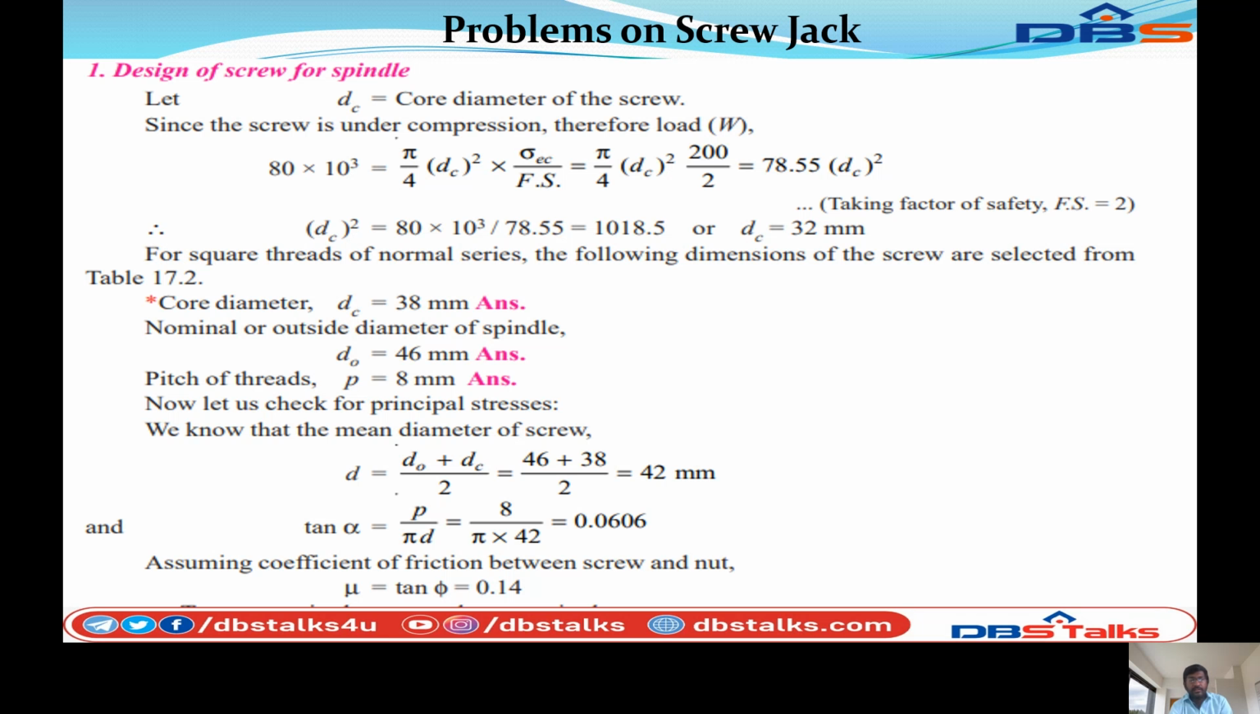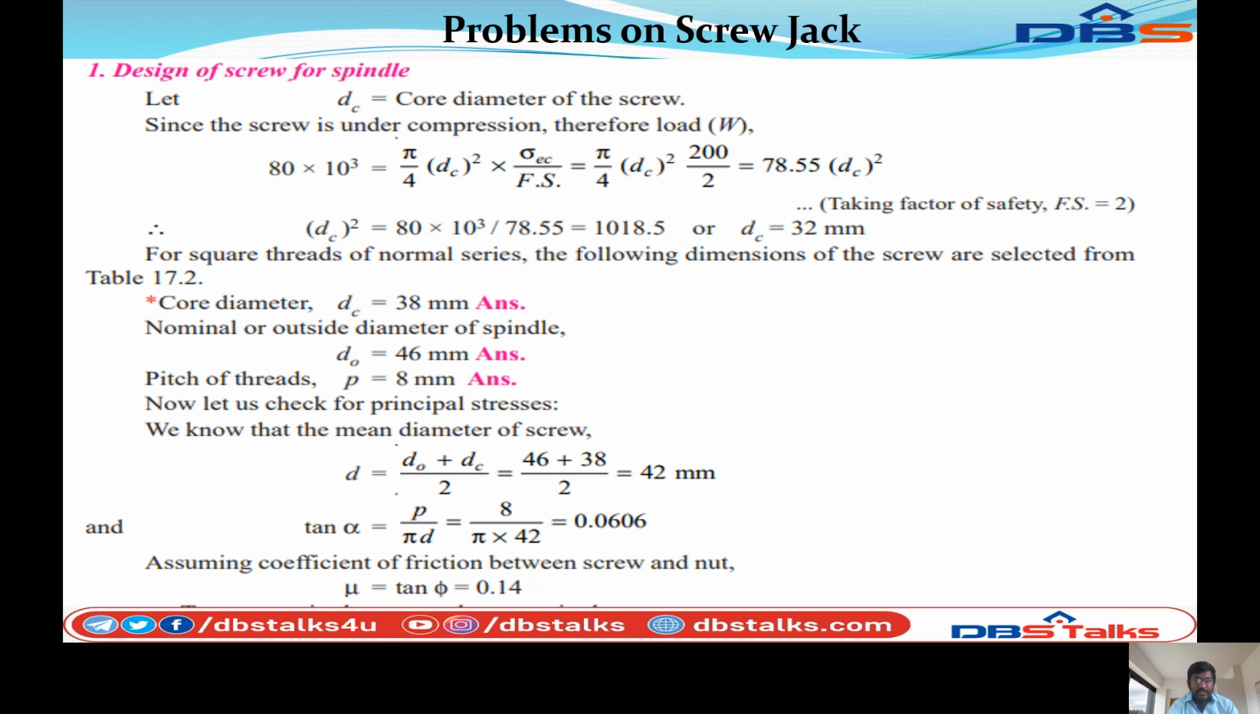So substituting the values, first of all you can note down the load. W equal to pi by 4 into dc square into sigma c by Fs. This is the formula. Substitute the values: W equal to 80 into 10 cube, that equals pi by 4 into dc square into sigma c by Fs. So taking factor of safety as 2, this is the standard one.